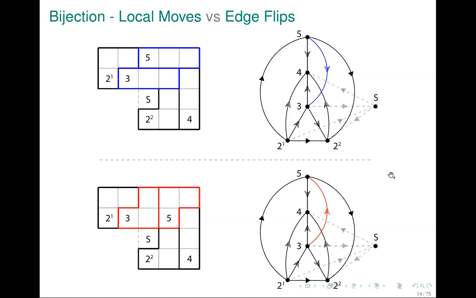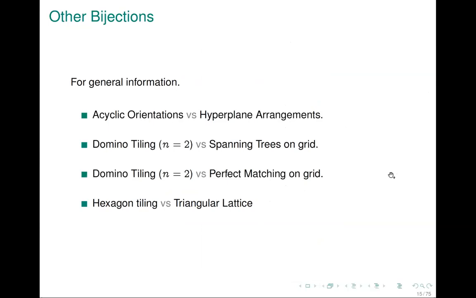So maybe let me go on. Okay, so here are some other bijections that might be interesting. It's just for general information, and I don't use them a lot. The first one is acyclic orientations and hyperplane arrangements. There are some bijections, and I think Professor Zaslavsky made a lot of contributions in this area.